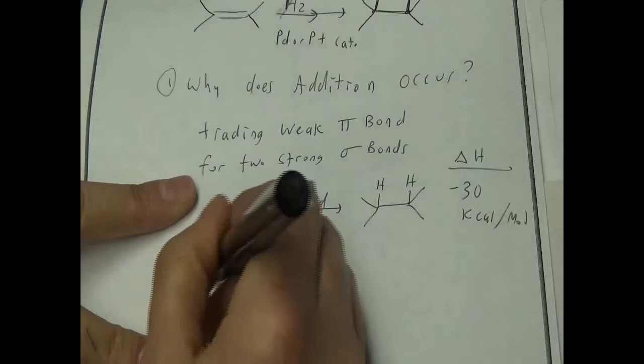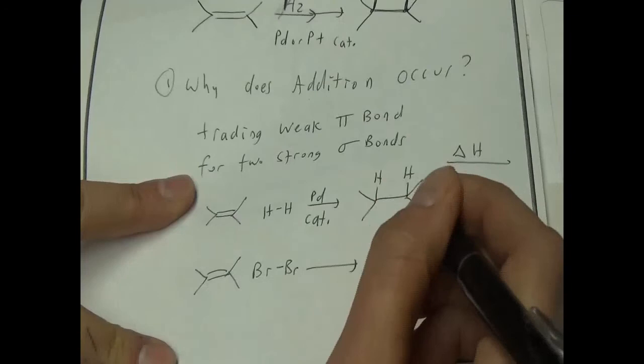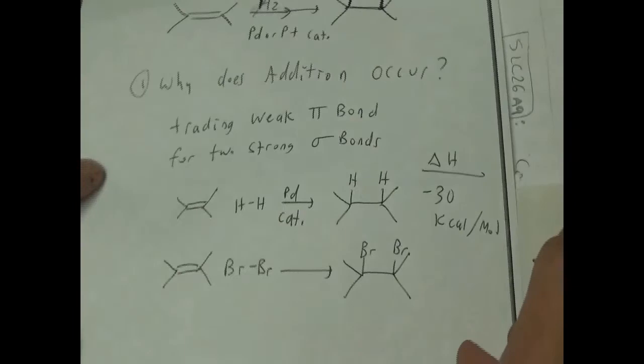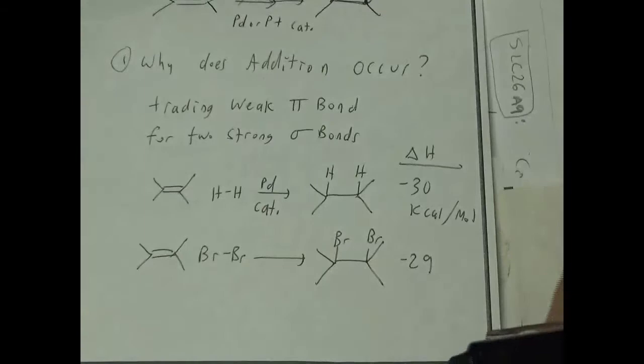What we're also going to learn is Br2 does the same thing. You don't need a catalyst for it. And what do you think the product is? One Br goes on one side, one goes on the other. Positive number or negative number? It's negative. It's negative 29 kilocalories per mole also. So both of these are favored reactions.